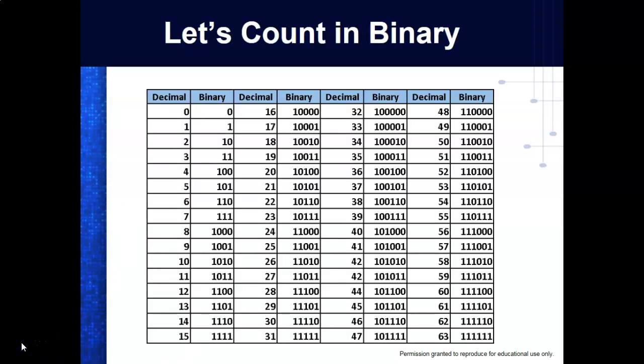Count in decimal. 0, 1, 2, 3, 4, 5, 6, 7, 8, 9, 10, 11, 12, 13, 14, 15, 16, 17, 18. And we know how to count in decimal. This is counting in binary. 0, 1, 10, 11, 100, 101, 110, 111, and this would be counting all the way up to 63, which gives us 64 combinations.